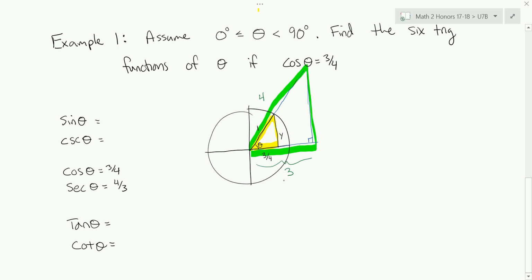The reason I chose 4 is to get rid of my fraction. Now you could multiply it by anything. When you're scaling, you get to pick what to multiply by. So I just wanted to work with integers. That's all I'm doing. And it's a right triangle. I know the base is 3, the hypotenuse is 4. How do we find that third side?